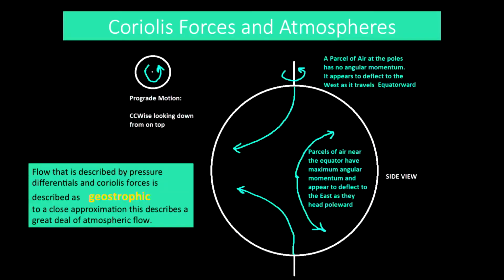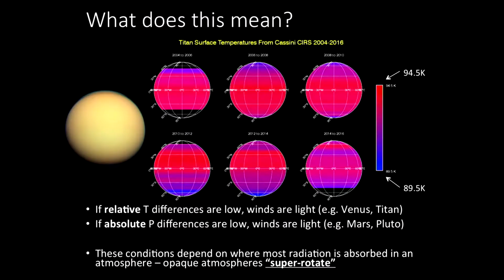If you start at the equator with a lot of spin, as you move towards the pole, you seem to outpace the planet. And it's this kind of combination of pressure and this Coriolis force that gives us what's called geostrophic wind. That's what a hurricane looks like.